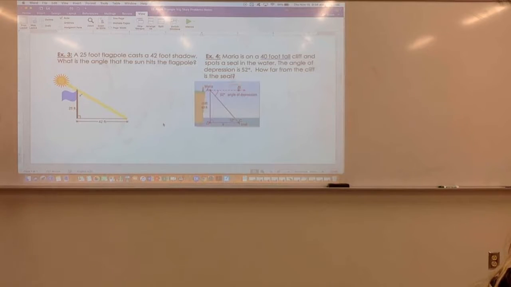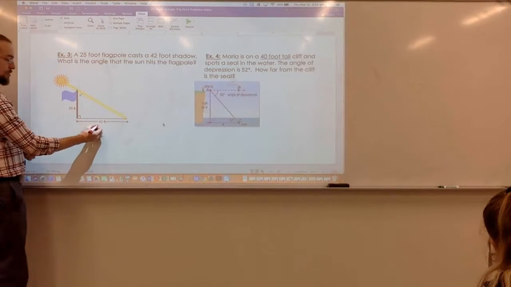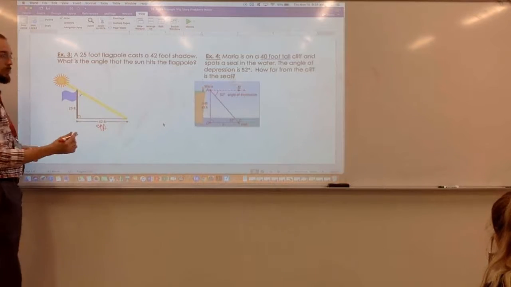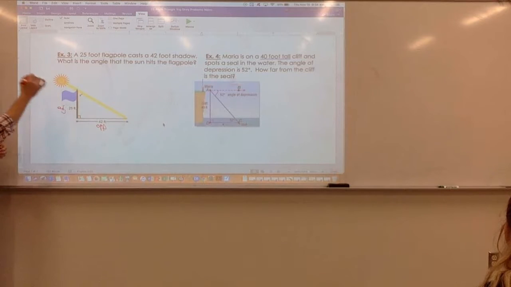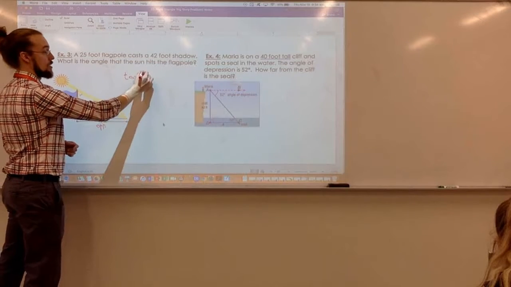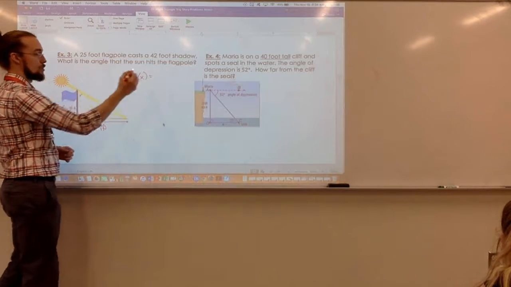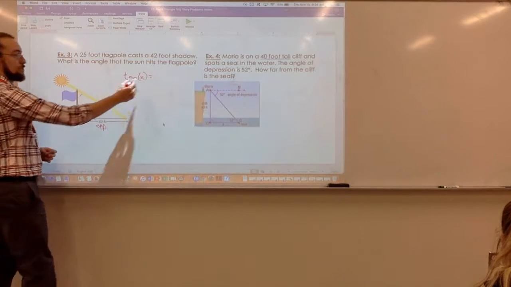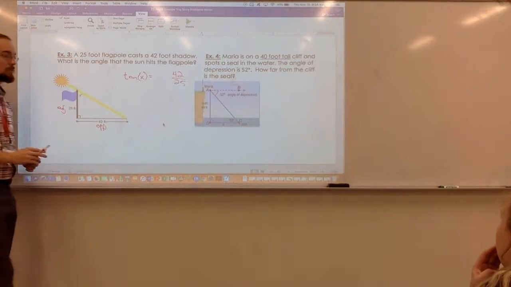Label. So what do I label? Opposite's the bottom, the 42. And the 25 would be adjacent, right? So the trig function would be tangent. So tangent of the angle, the angle in this case is x. So tangent of x equals 42 over 25. So now how do I solve this?